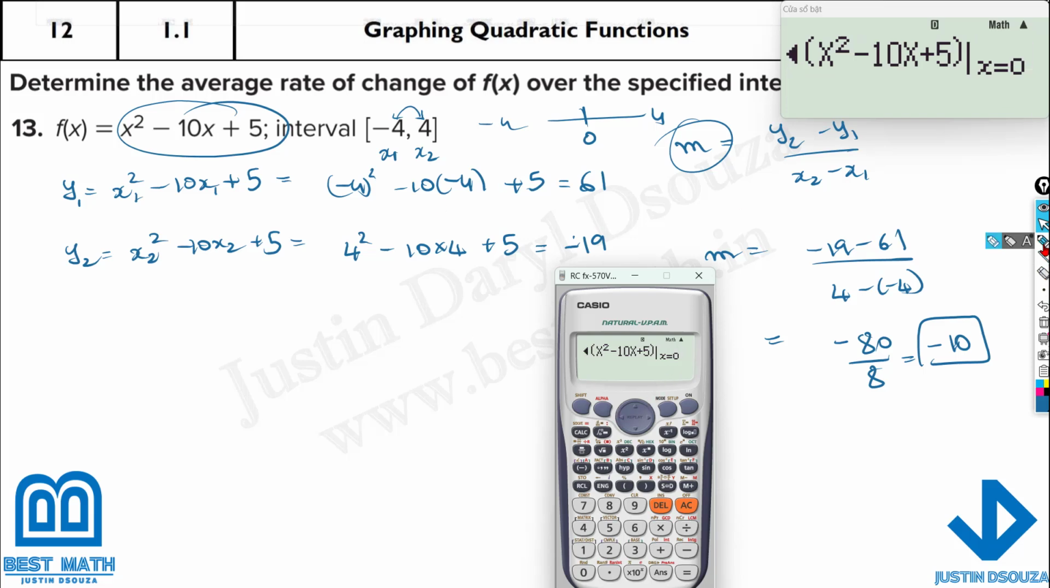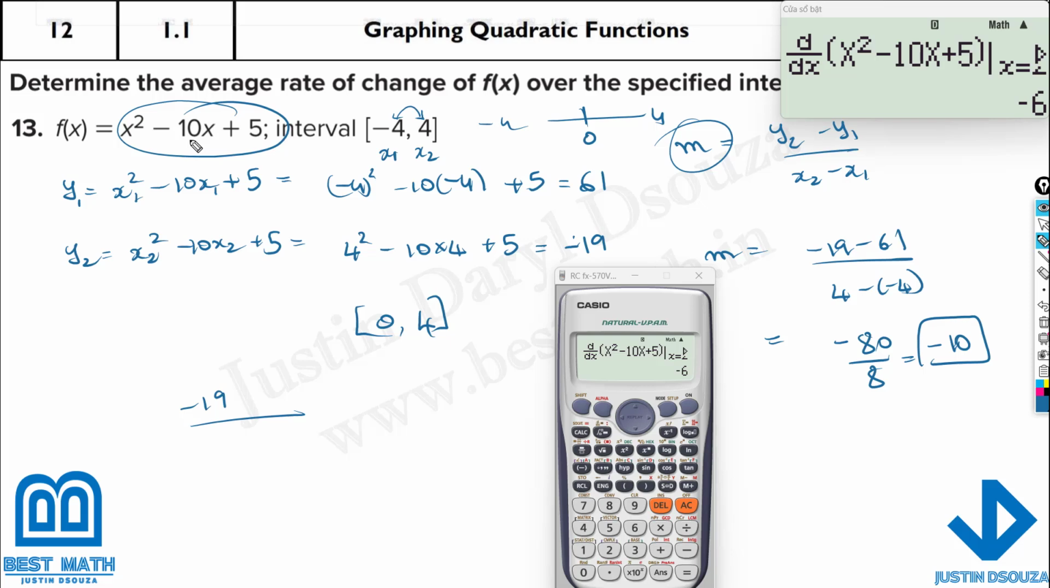Now, imagine the interval was 0 and 4. What then? The midpoint of 0 and 4 is 2, isn't it? So let me try it at 2. It should be the answer. It's minus 6. I'll prove this to you. I'll quickly solve it for 0 and 4, because we have already solved for 4. It'll be minus 19. And what about 0? When we put 0, it's just 5. It'll be minus 5, divided by 4 minus 0, which is 4. So this is going to be minus 24 divided by 4. The answer is negative 6. Yes, absolutely. So this is how we solve it.